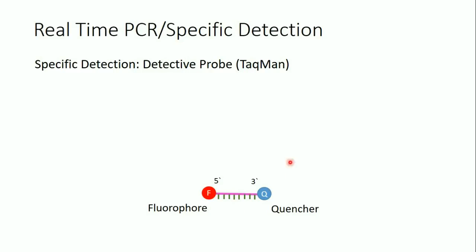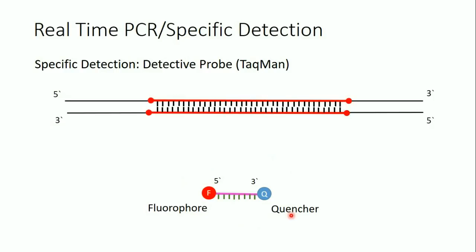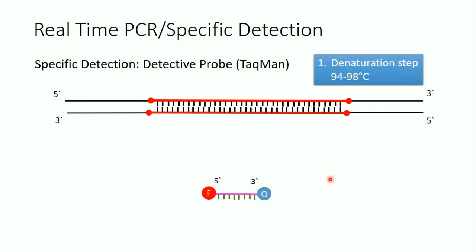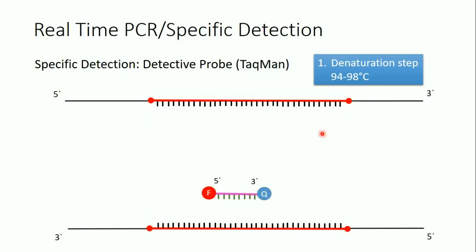Now, how does this work? How can we detect the amount of DNA in our sample using this? So let's say we have our double-stranded DNA. We want to perform PCR. So the first step of the thermocycle is the denaturation, in which we increase the temperature. So the hydrogen bonds between the nucleotides will be denaturated, and then the two strands of DNA will be separated from each other. So this is the first step of PCR.